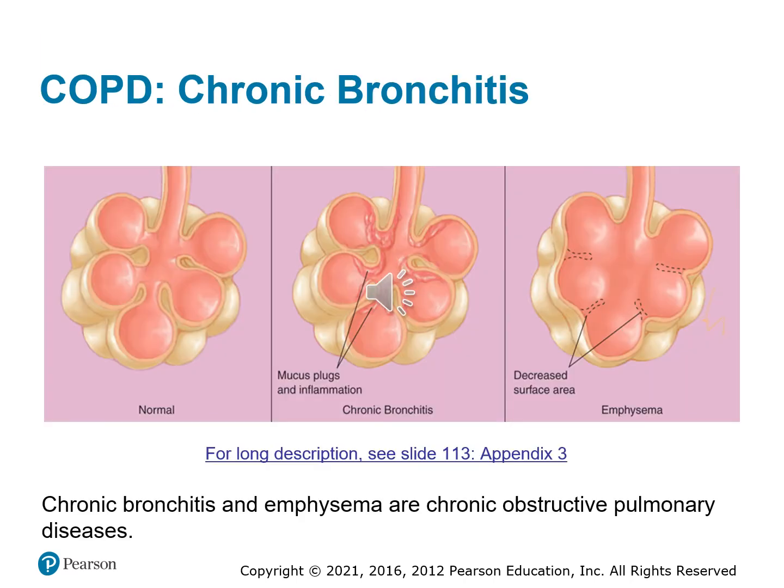Here you can see an image, and this image is in your textbook on page 539. You can see the normal alveolar sacs there on the far left. In the center, you see chronic bronchitis where we've got mucus production, and some of that mucus is blocking the opening of the alveoli for that air to come in.